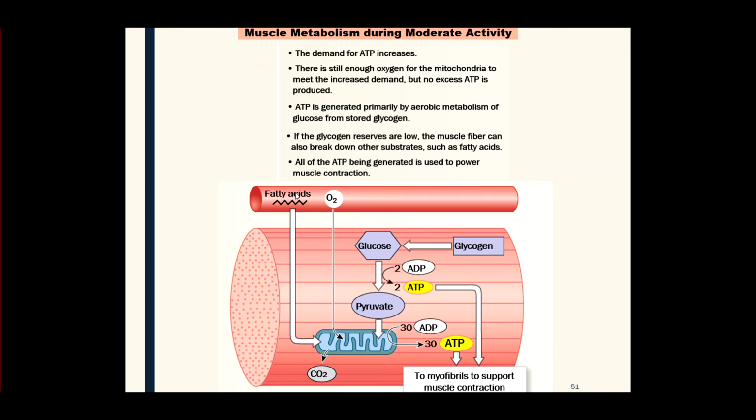What else? So we're burning fatty acids here, just like the previous slide, and we have oxygen going in. So that means the mitochondria is going to work. CO2 comes out. But notice, guys, the glucose that was in the muscle, before we were turning it into glycogen, we're not doing that. This time we're going to take the glycogen and break it down into glucose. And now we're going to burn that glucose through this pathway right over here.